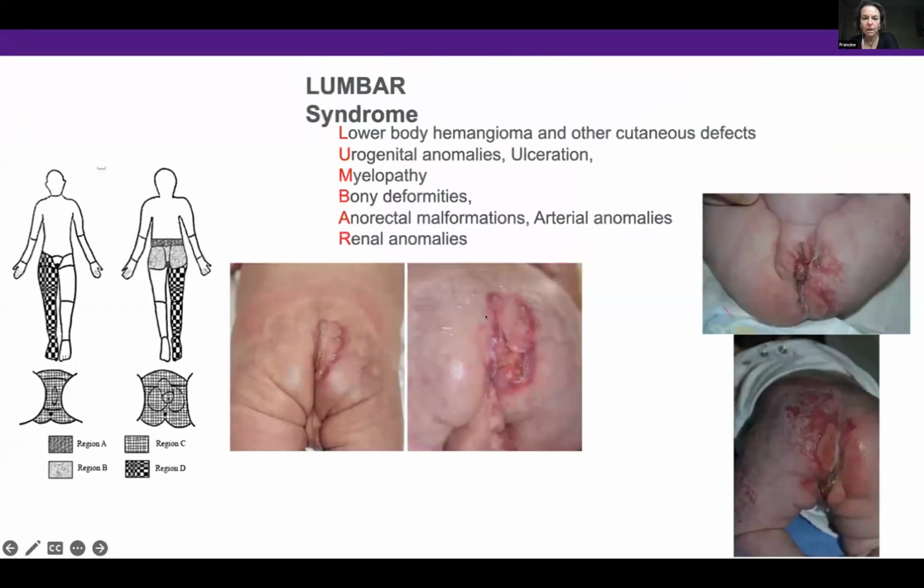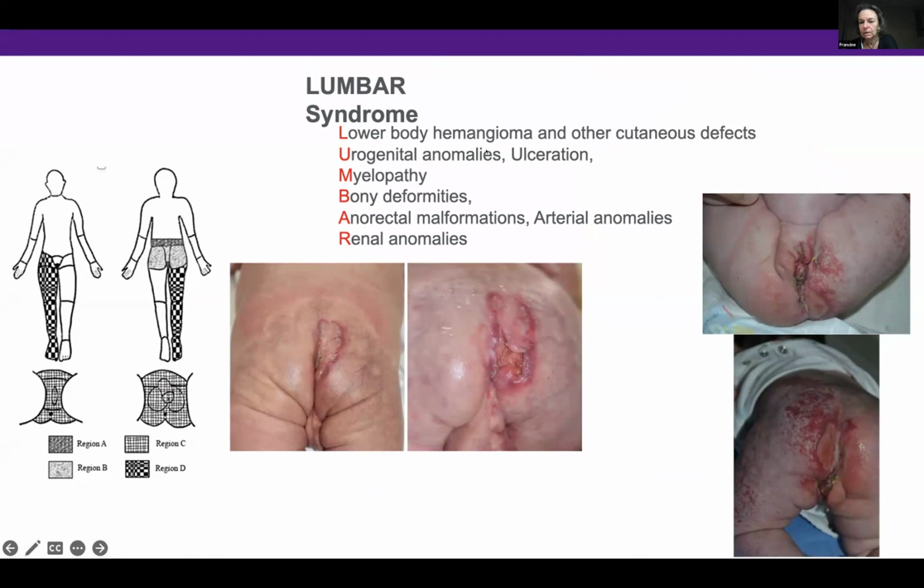Okay. The other segmental hemangioma type that I think surgeons could certainly be called to consult on are these severely ulcerated hemangiomas in the perianal area. They're usually midline. You can see this pallor here. These are like flesh-eating ulcerations. They can be really painful, difficult. When you see that, there's the obligation to work these children up to rule out something called LUMBAR syndrome, which is lower body hemangioma.